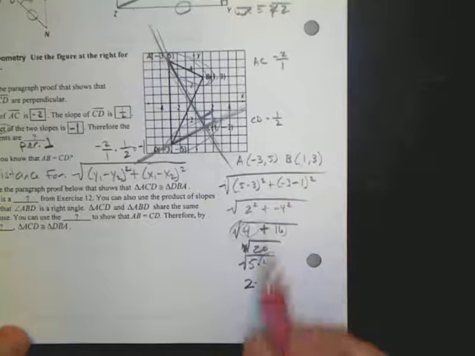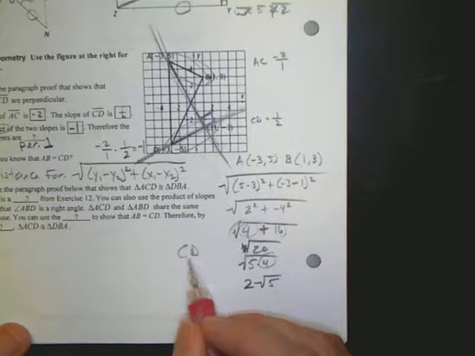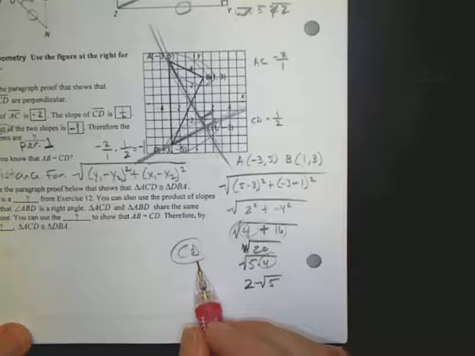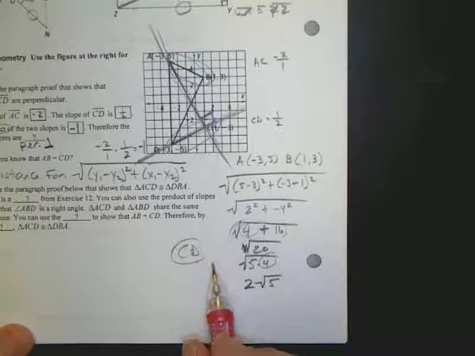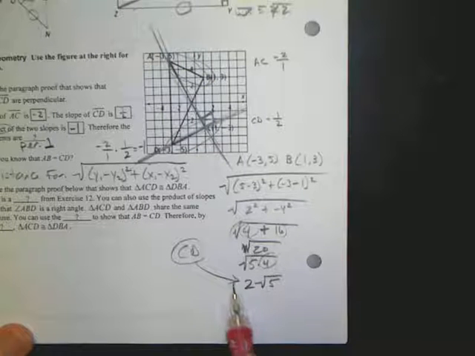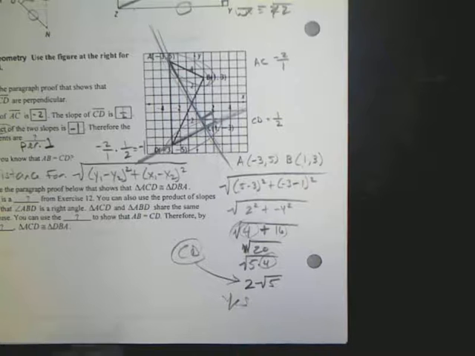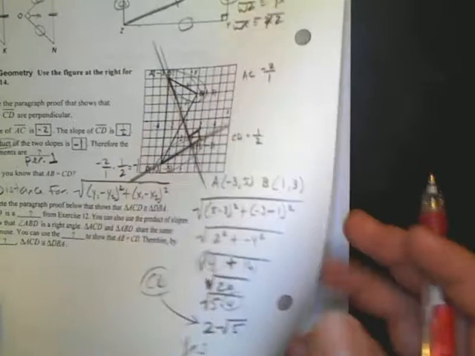You would have to do the same thing for CD, same distance formula. And then when you do that, if CD is equal to that as well, then you would say yes, they are going to be equal. If the distance is different, then you would say no. But you have to do some math to figure that one out there. Okay? All right. And that's about it.